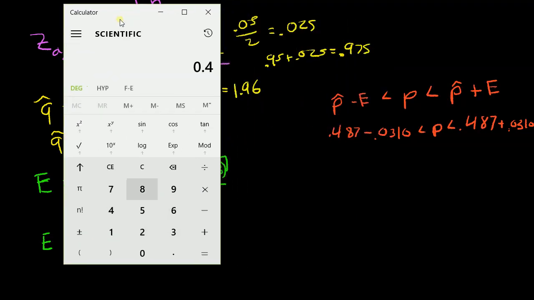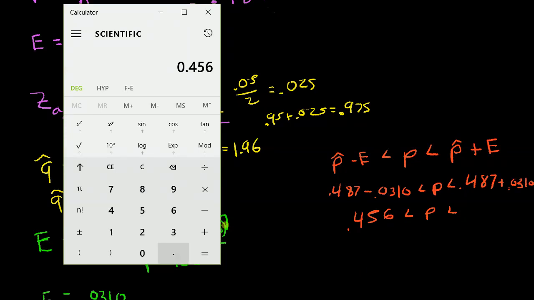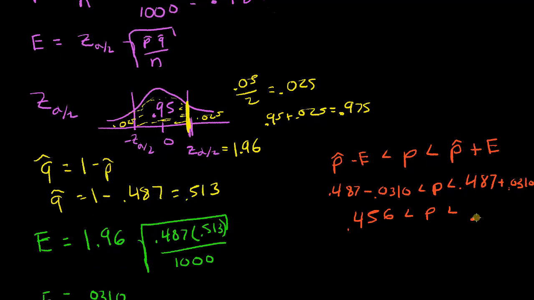So 0.487 minus 0.031, that's 0.456. So 0.456. Now let's do the other side. We have 0.487 plus 0.0310. We get 0.518. So 0.518.